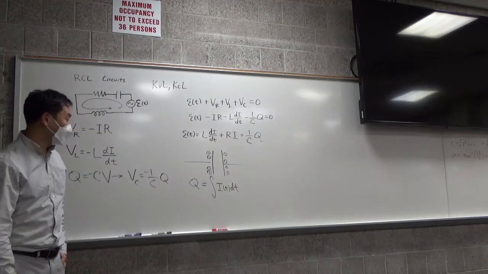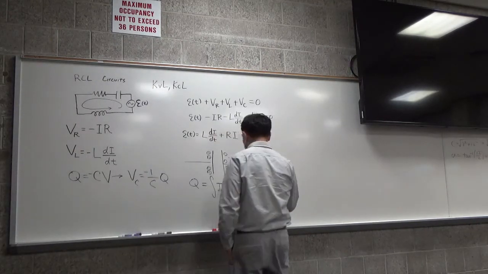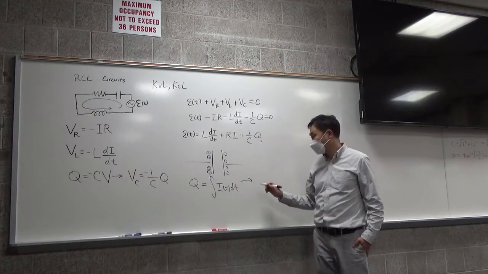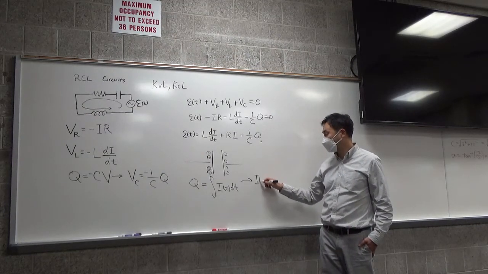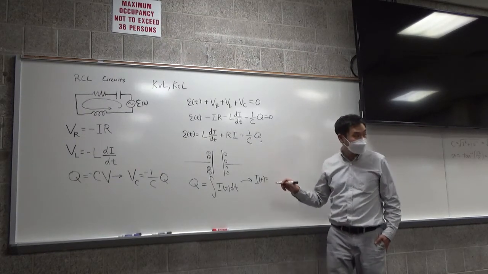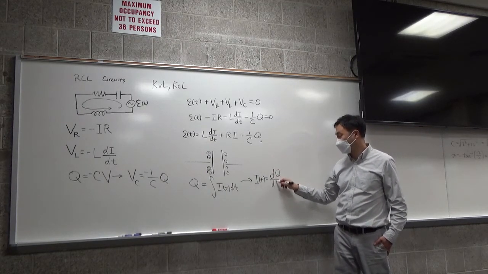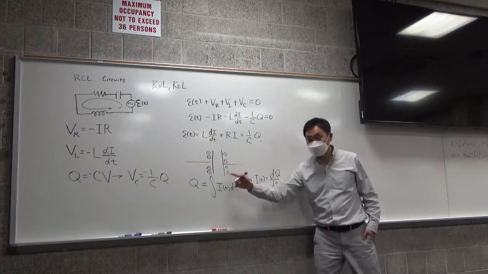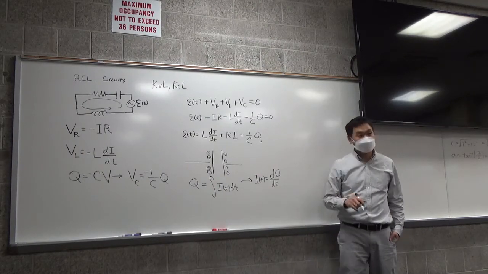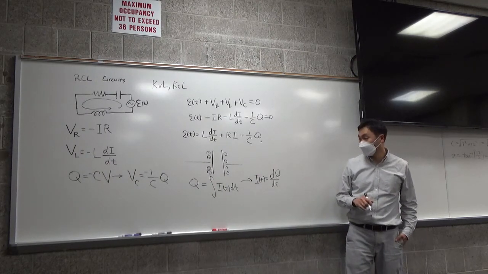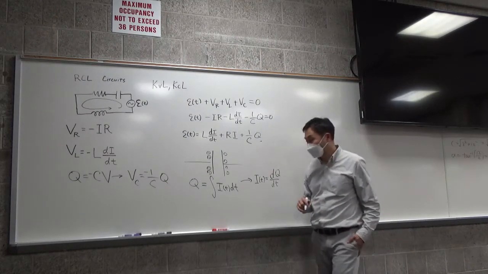Right? And you can just differentiate both sides and get the following relation: I, the current, is equal to dQ/dt. Right? You just differentiate both sides and you immediately get that the current must be the rate of change of the charge.